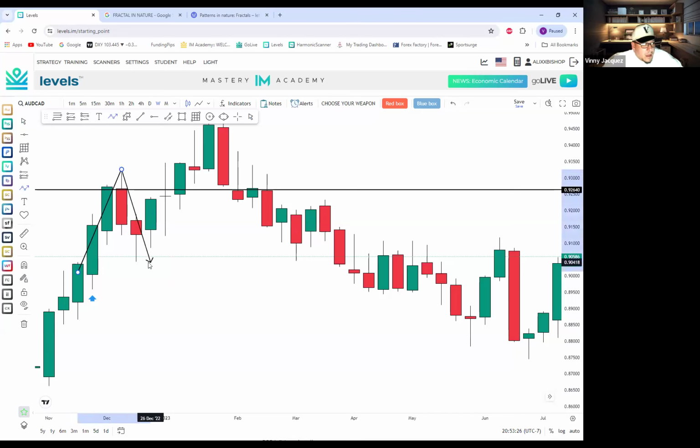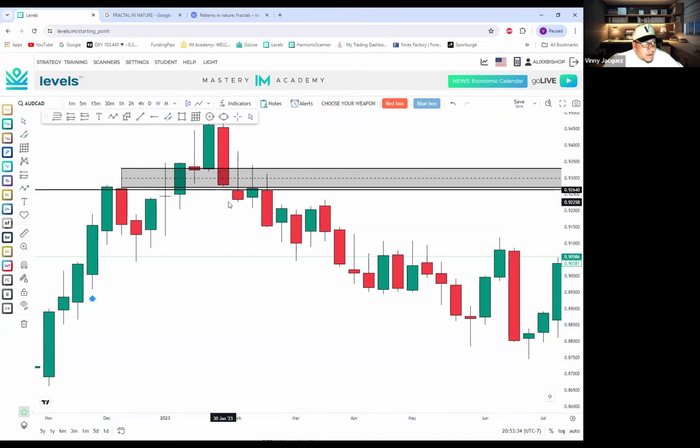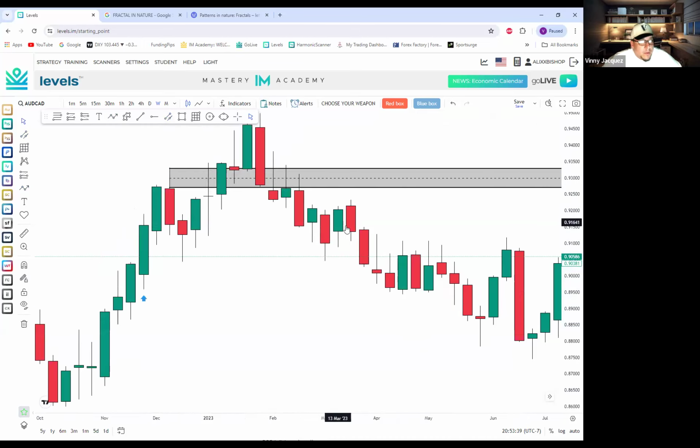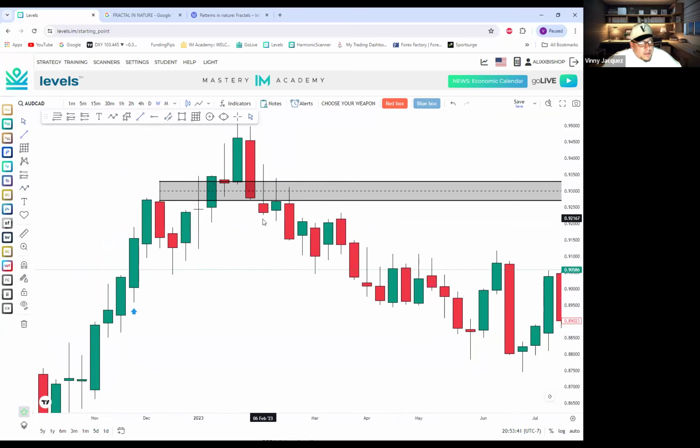We have a high, a low, a high, and then we change character. So it looks like it rejected off this zone. Didn't quite get there. Probably going off of this, to be honest, even though it was used already.